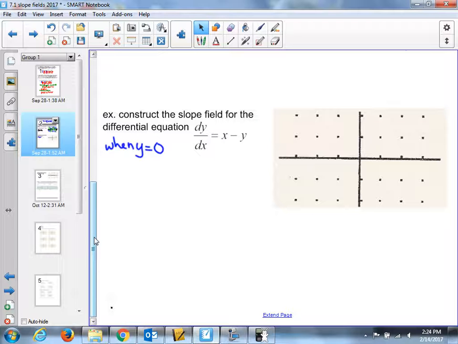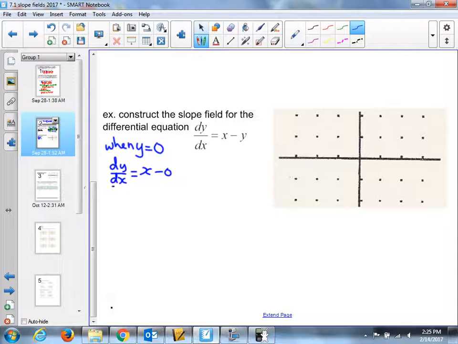When y equals 0, what is it? Which axis? It's the x-axis when y equals 0, right? Y equals 0 here, here, agreed? Here. That's what we're really figuring out, what the slope lines are, all along those dots. So when y equals 0, let's figure out dy by dx using that equation. It'll be x minus 0, right?